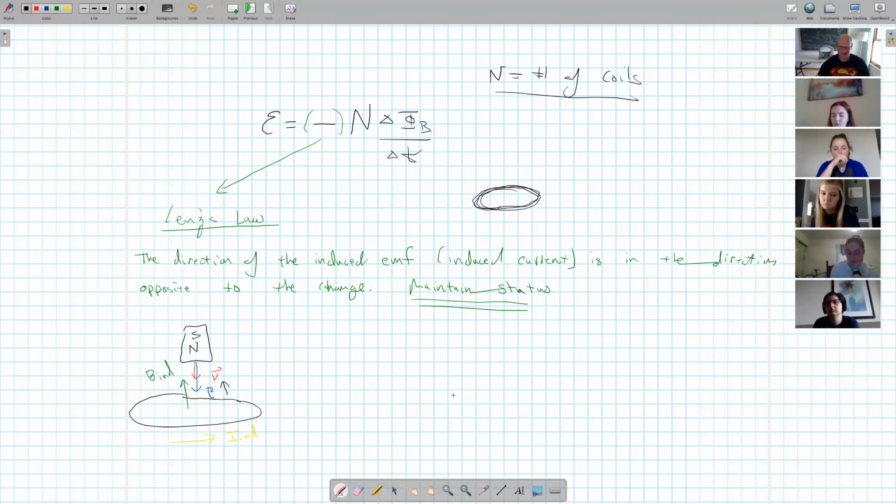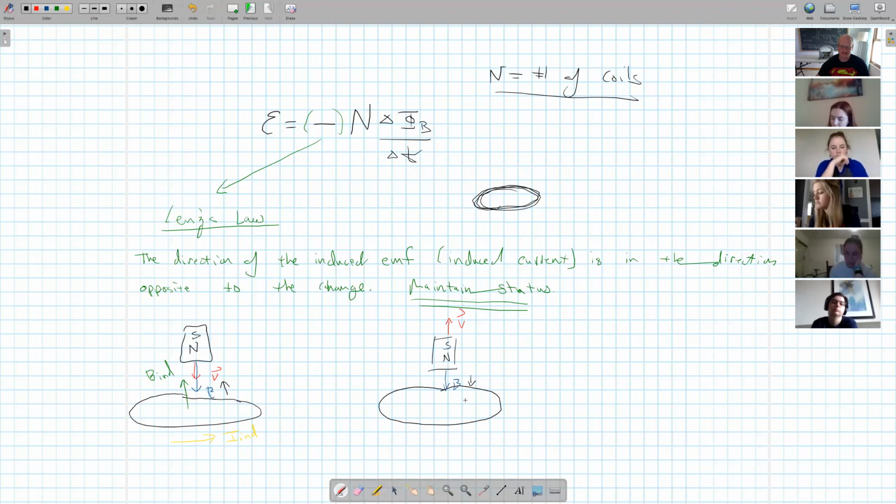In the opposite case, if this was my loop of wire, we have that same magnet, and with S, B still points in the same direction. But now if we switch the direction of the velocity, so now we move it away from the coil, what's happening in this case is that this magnetic field is decreasing with time.